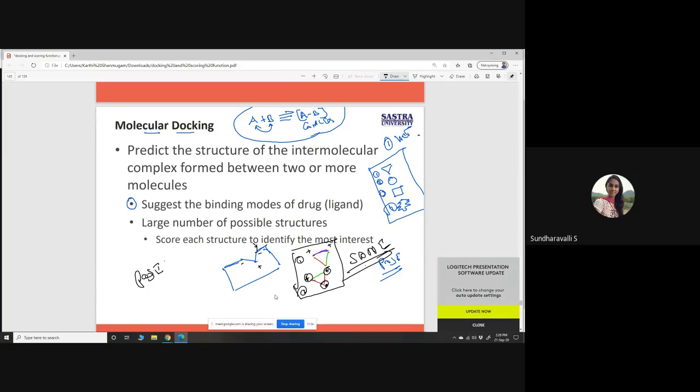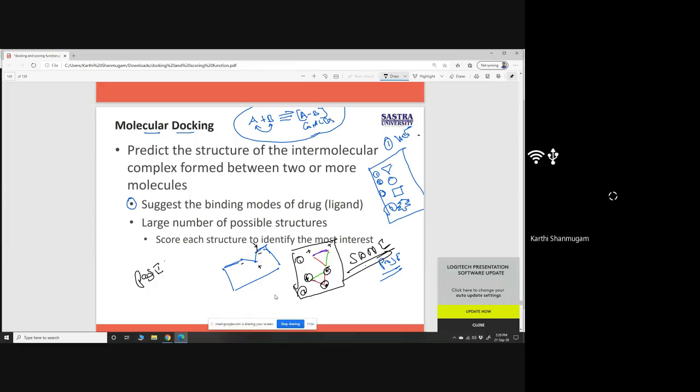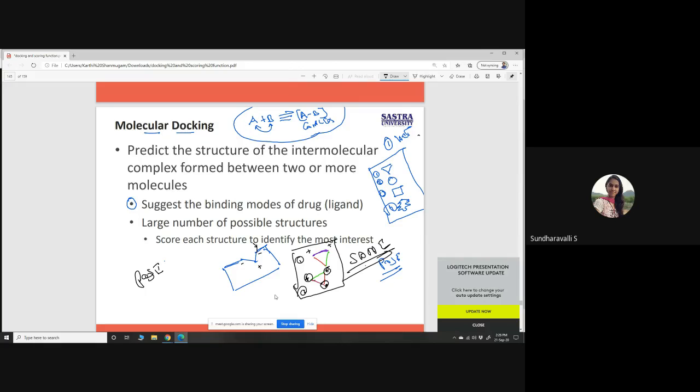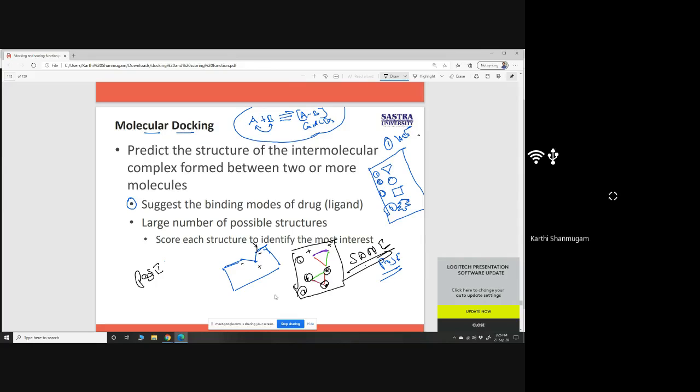Yes, sir. So which one will have higher affinity now, molecule 1 or molecule 2? Molecule 1, sir. Molecule 1 will have a very high affinity compared to molecule 2. The reason is that it has both shape complementarity and stereoelectronic complementarity. But molecule 1 and 2 are the same; only the orientation or the conformation is different.